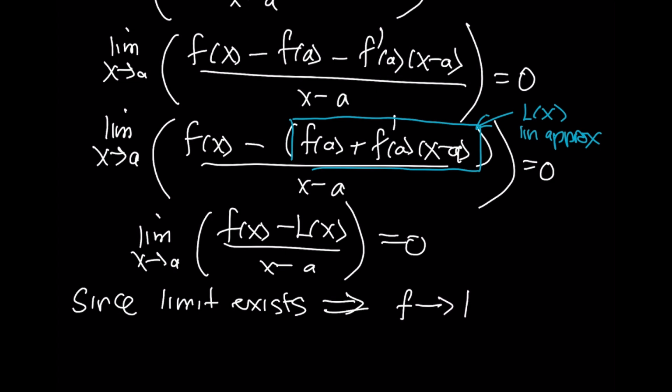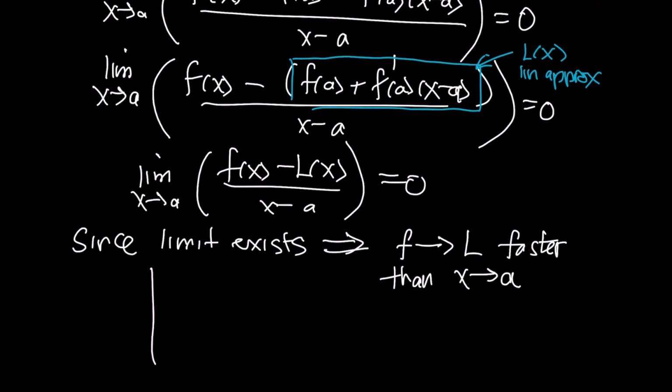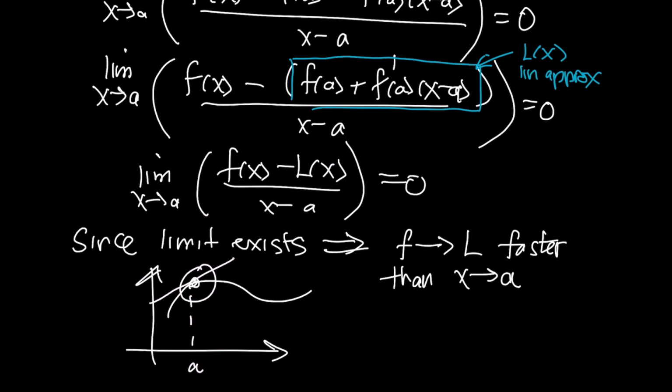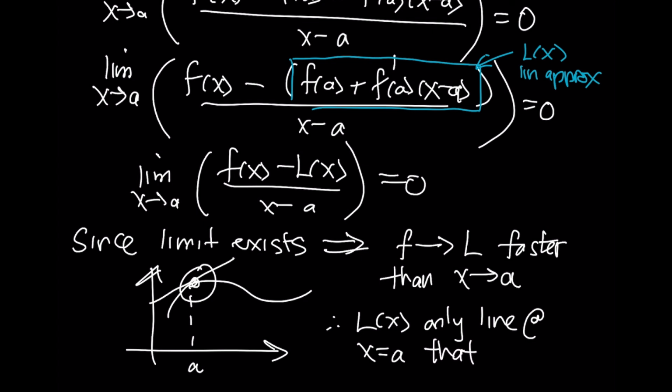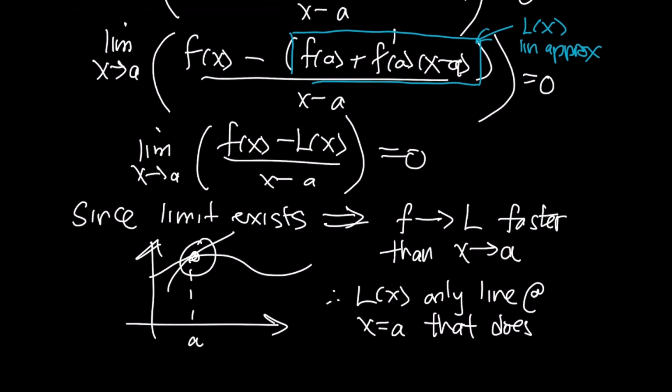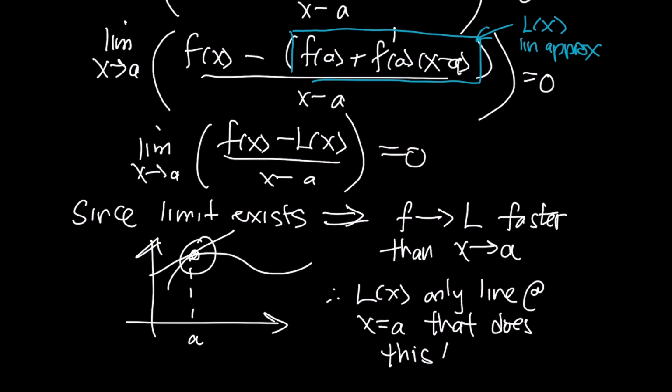If the limit didn't equal 0, then there's no requirement for that to happen. But the limit does equal 0. It does exist. So this must be the case. The difference between those two functions gets so small so fast that it forces this limit to exist. And the point here is that L of x is the only line at x equals a that does this. Any other line will not converge fast enough. The slope of that line must be the derivative.